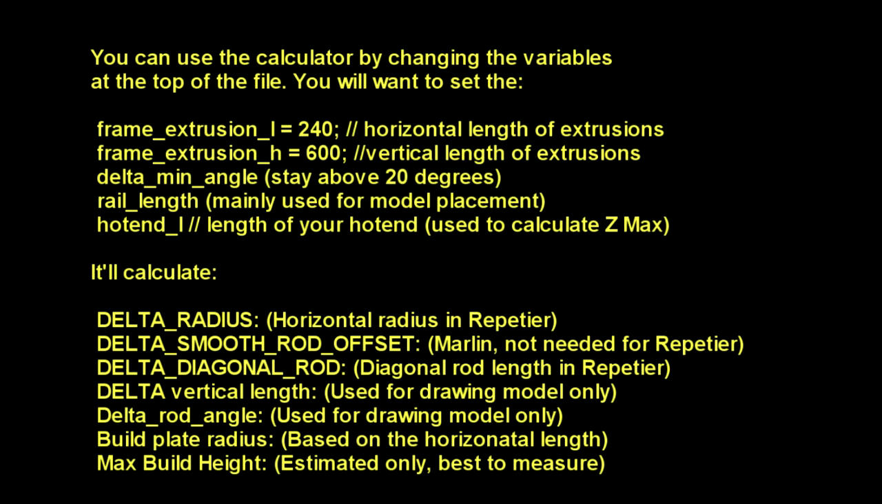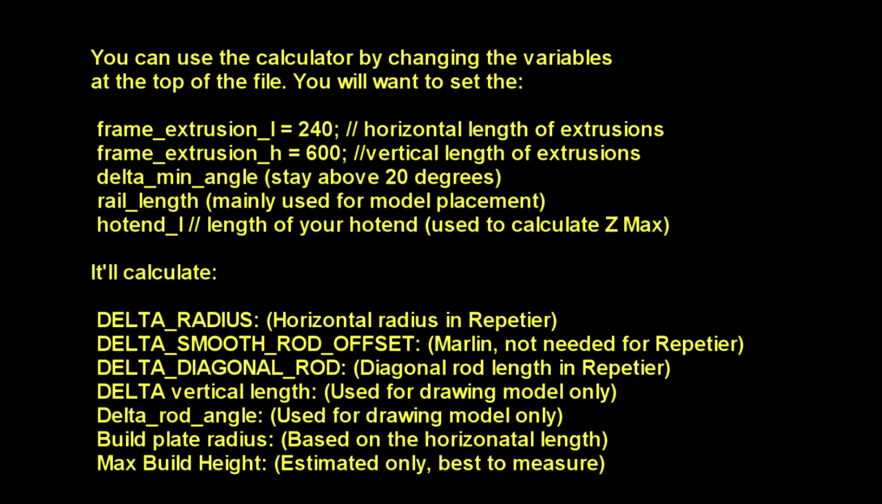frame_extrusion_H. Typically 600 millimeters, higher values may be less stable and require bracing. Delta min angle. This is the minimum angle that you want your delta rods at when the tip of your nozzle is at the edge of your printing surface. It is recommended you not go below 20 degrees. The other two are used for drawing the model and are not critical for the calculations.